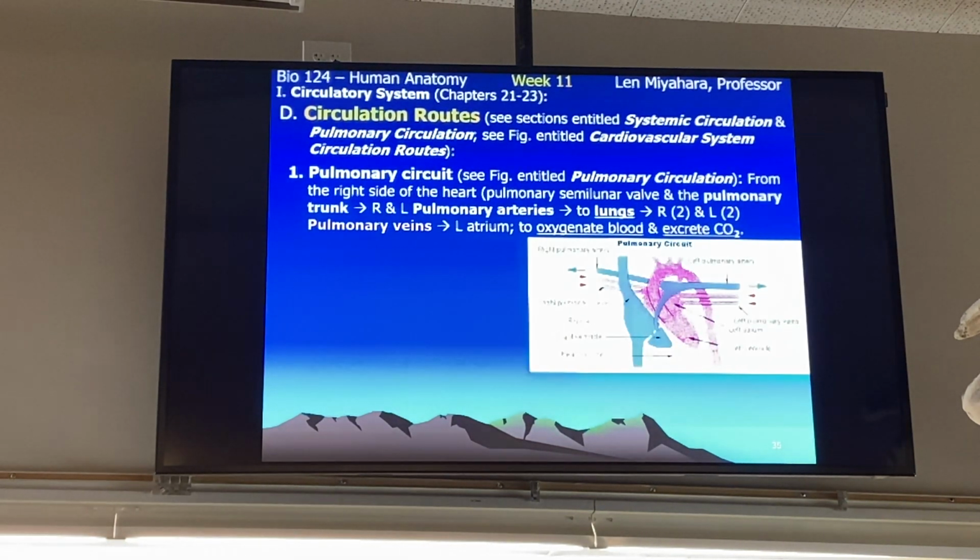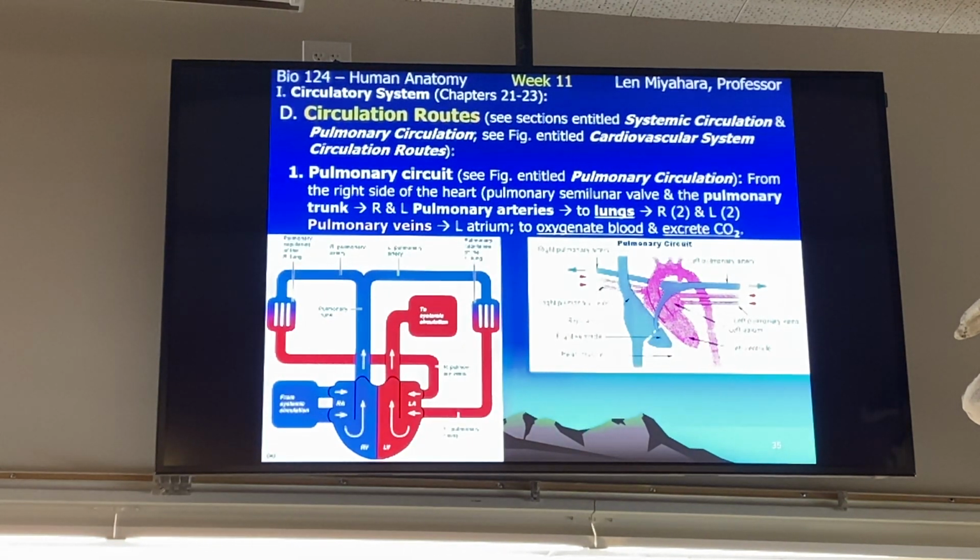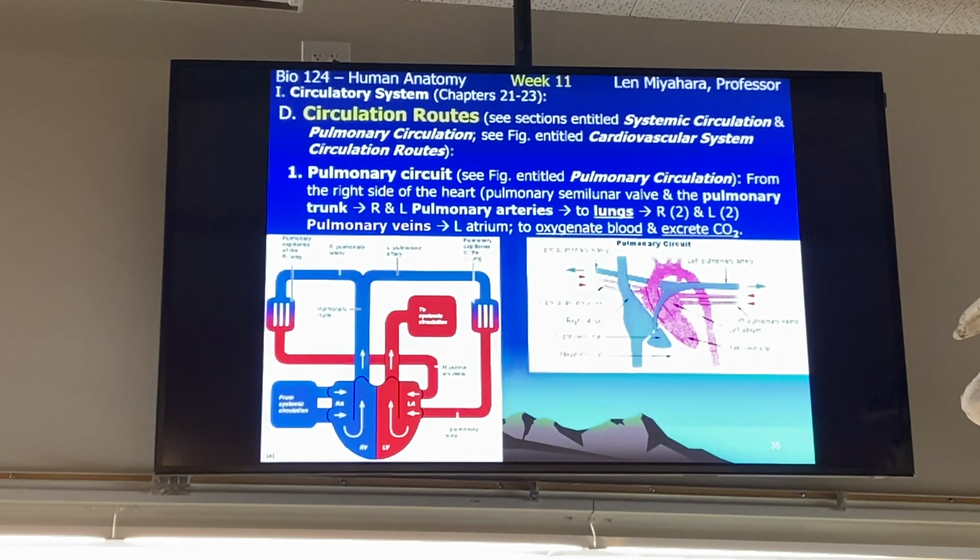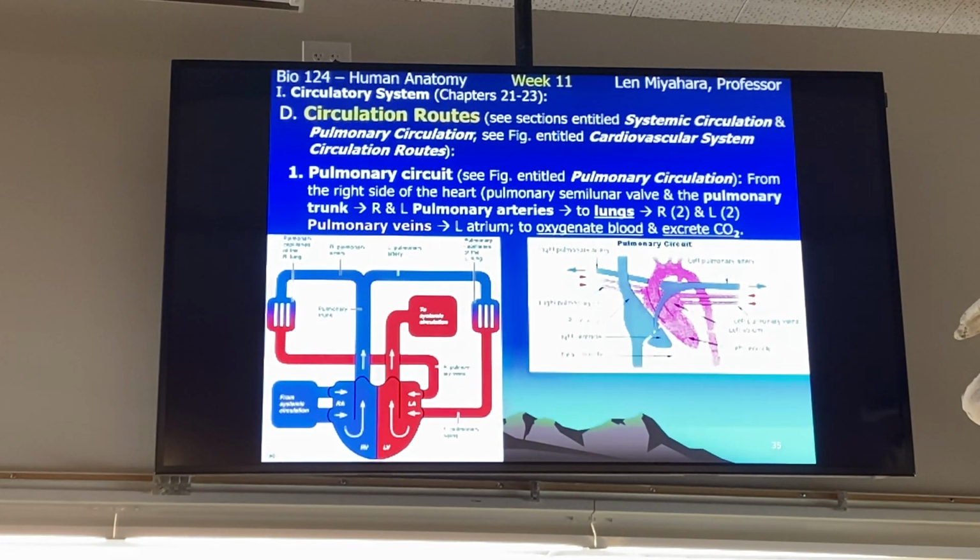Okay, circulating routes. We talked about the two pumps, double pump. Right side of the heart pumps to the pulmonary circuit. Here, the colors are reversed. Pulmonary arteries are blue, pulmonary veins are red.